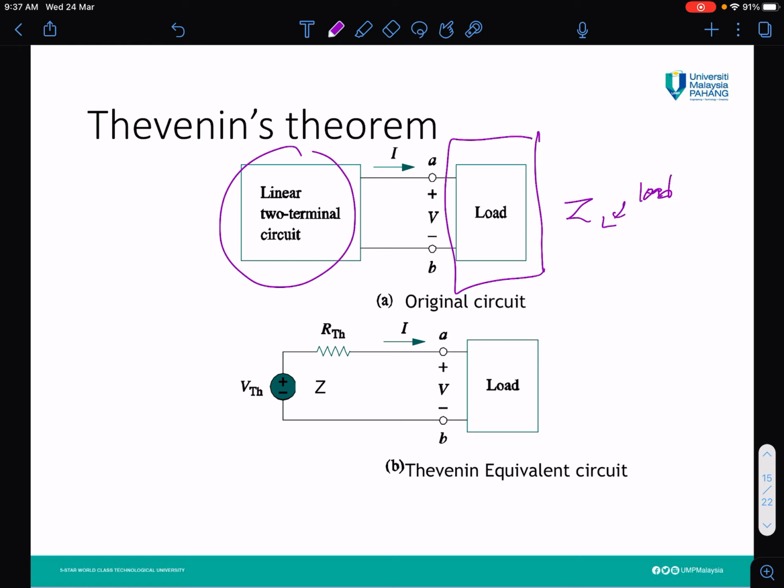From the original circuit, we are going to transform it into the Thevenin equivalent circuit. From the linear two-terminal circuit, we can remodel it as VTH and RTH. RTH here is actually ZTH, the impedance. And similarly, at the end of the Thevenin equivalent circuit is a load, which again is impedance ZL.